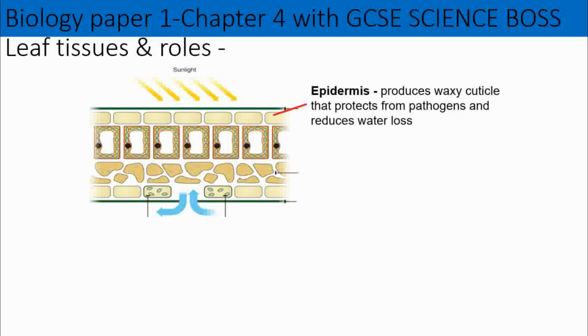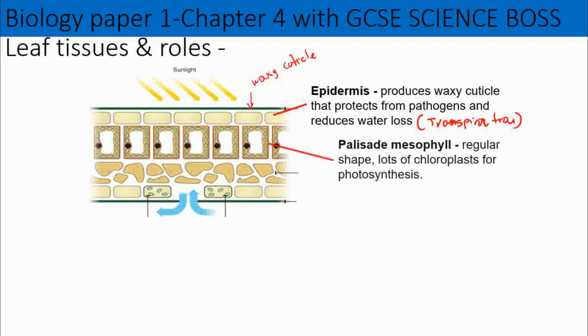So at the top, you have your epidermis, okay, which produces that waxy cuticle. So that would be your waxy cuticle here at the top. And what the waxy cuticle does is that it prevents water loss by a process called transpiration. We're going to look at that in a little bit. So it prevents or reduces transpiration. Okay, and it also protects it from pathogens.